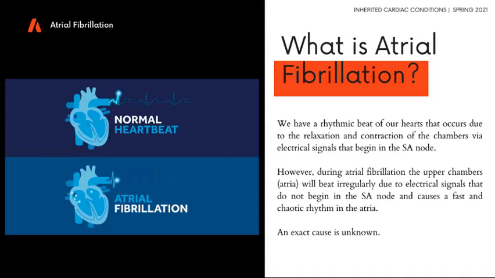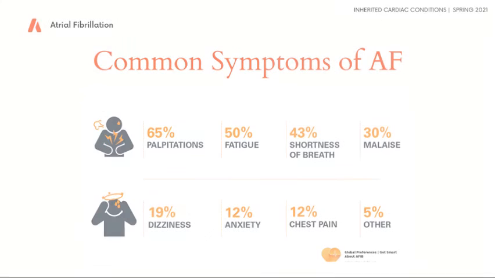However, during atrial fibrillation, the upper chambers, which are known as the atria, will begin to beat irregularly due to signals that don't actually begin in the SA node. And when that happens, this causes a fast and chaotic rhythm in the atria. An exact cause of atrial fibrillation is unknown, but it is more common in older adults, specifically those with high blood pressure, which is also known as hypertension.